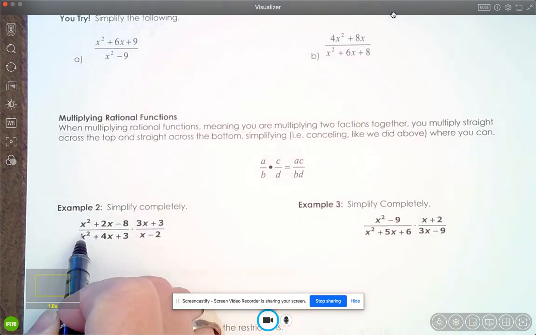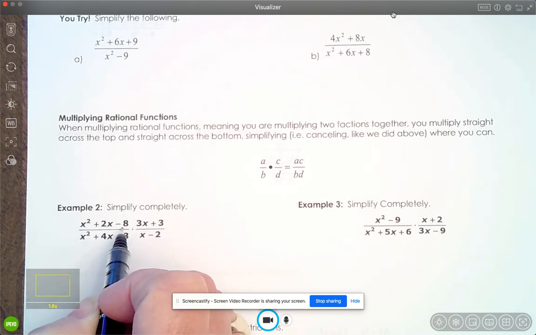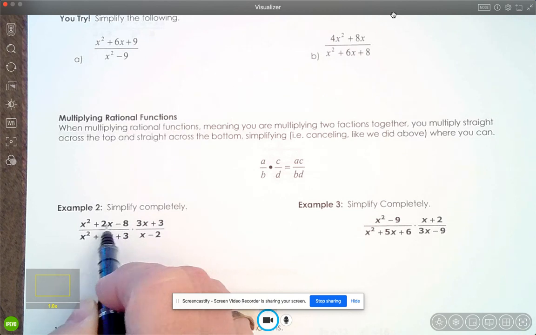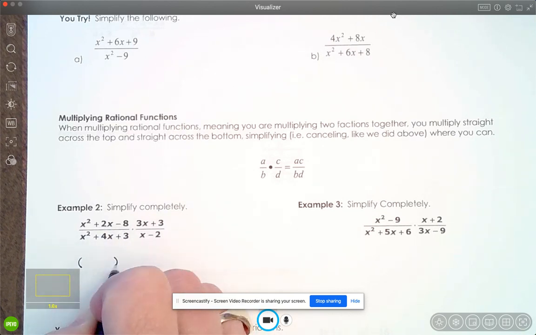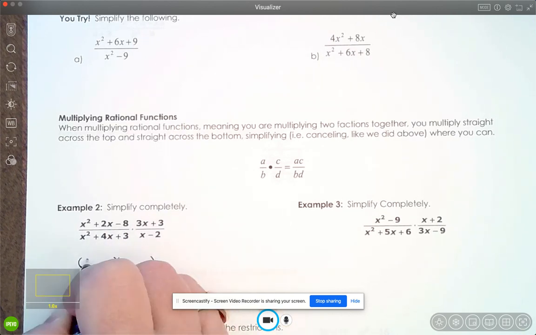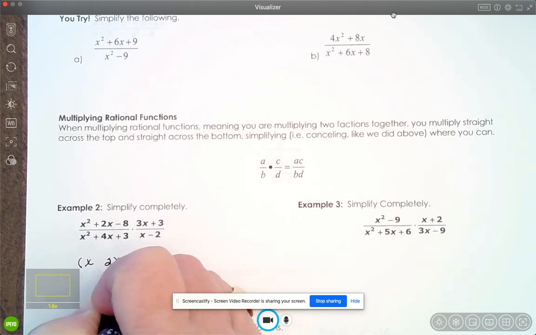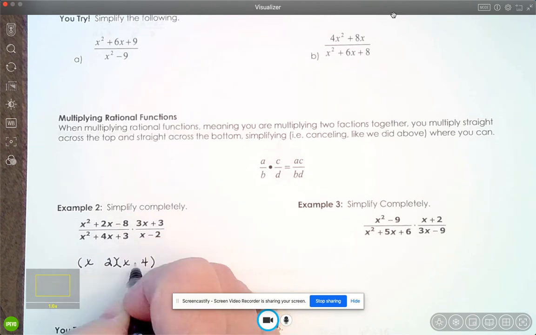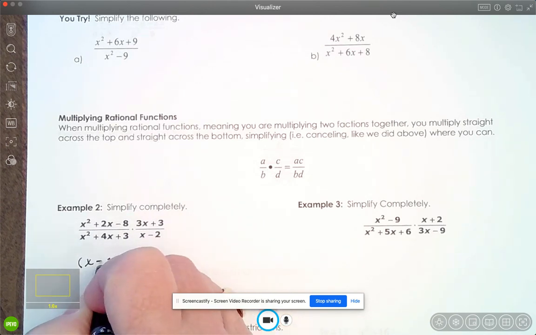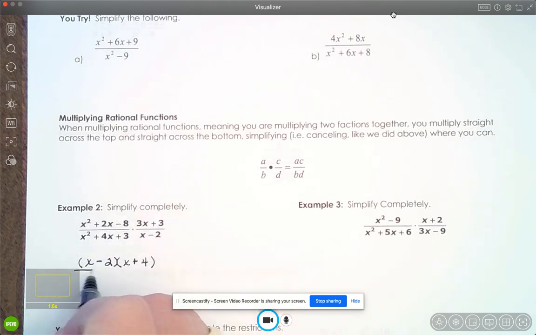So let's go ahead and factor this. X squared plus 2x minus 8. Factors of 8 that will subtract and get me 2. That is going to be 4 and 2. This tells me that the signs are different. The largest one is positive. So x minus 2 over x plus 4.